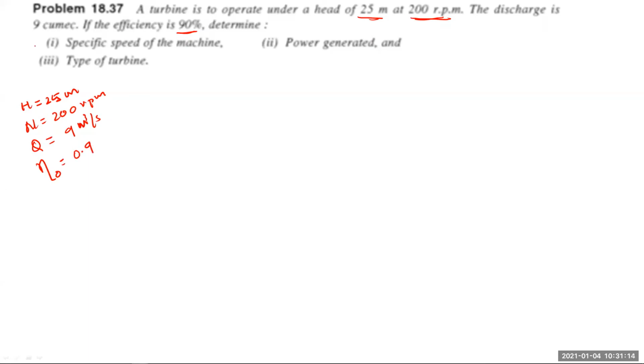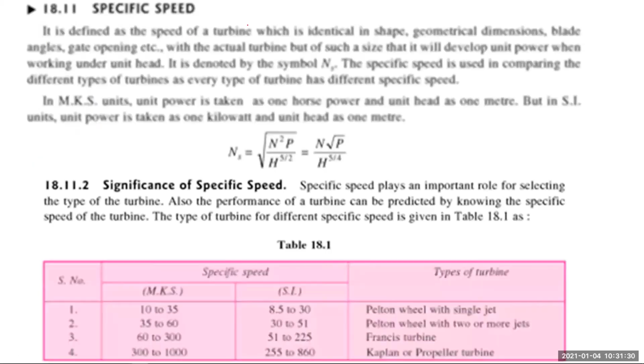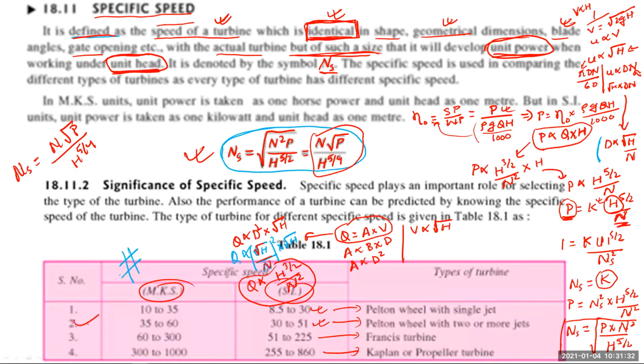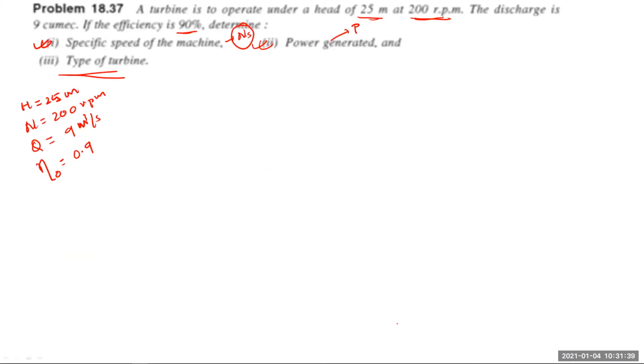Now, what is it asking? What will be the specific speed of the machine? What will be the power generated? So, specific speed means you have to calculate Ns. Power generated means you have to calculate P, and the type of turbine. Based on the value of Ns, you have to see the previous table, and based on this, you have to identify which type of turbine is suitable for this setup. So let's see how to calculate Ns.